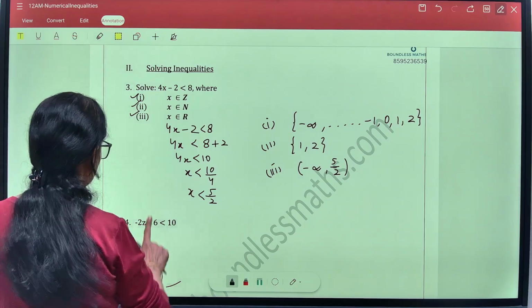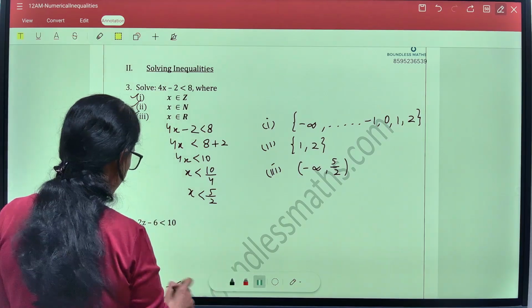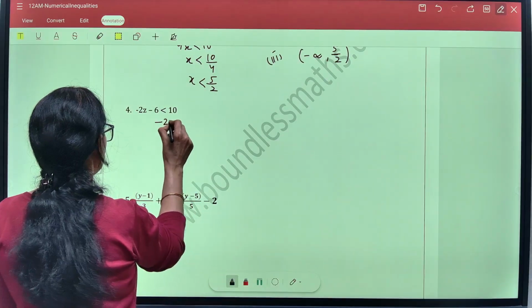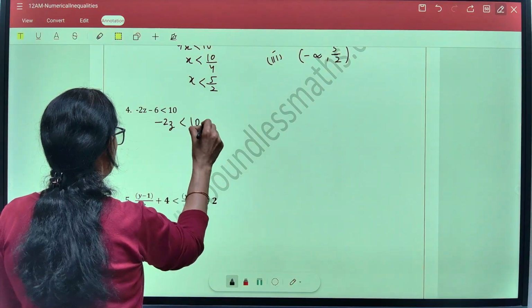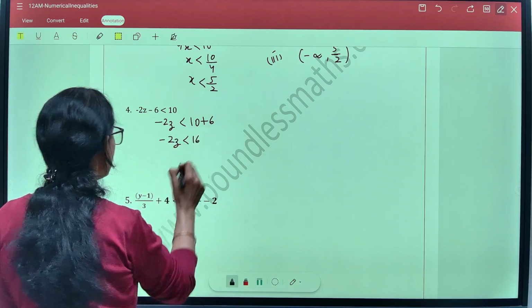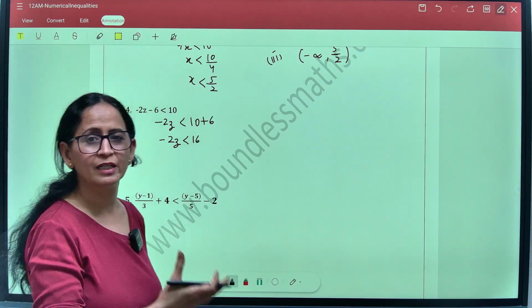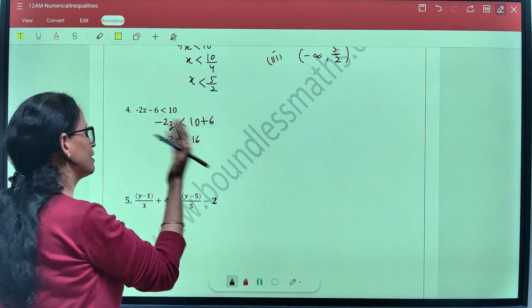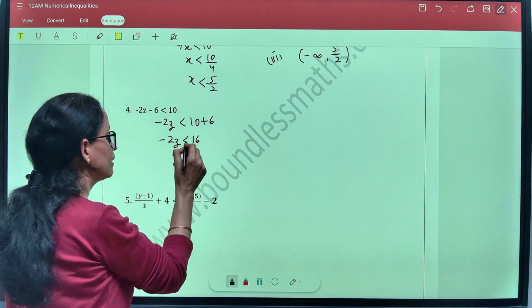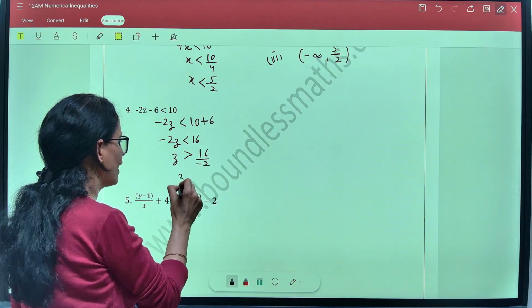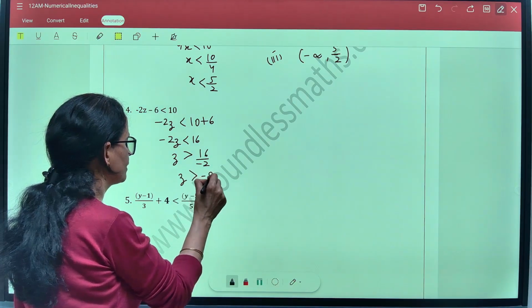Minus 2z minus 6 less than 10. So keep minus 2z here, less than 10 plus 6, which is 16. Minus 2z less than 16. Now here we need to divide by a negative number on both sides. So be very careful. When you divide both sides by minus 2, the less than becomes greater than, so z is greater than 16 by minus 2. So that means z is greater than minus 8.